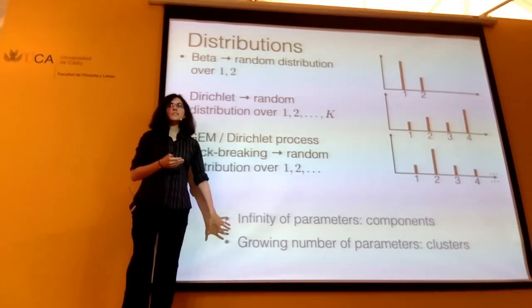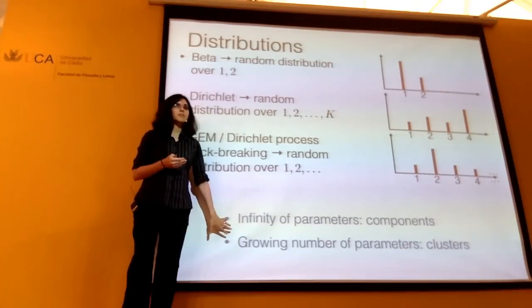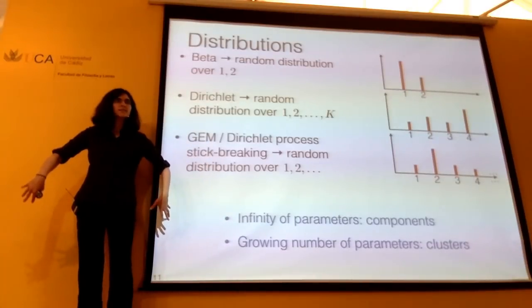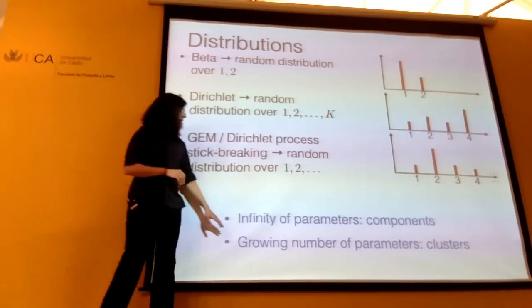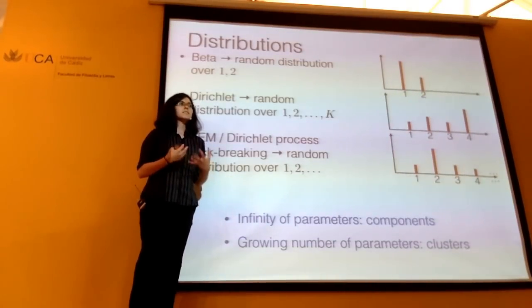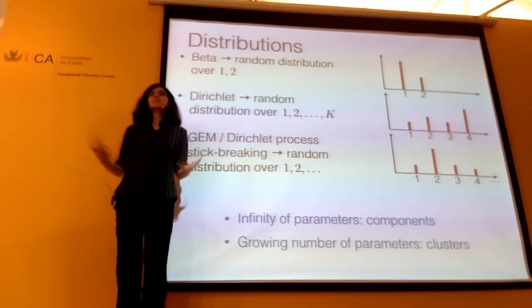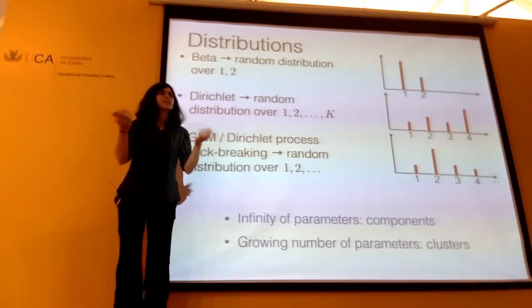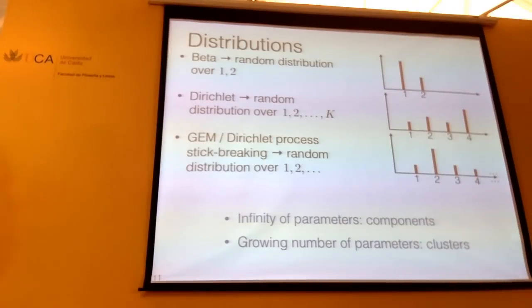So we're starting to see this idea of having an infinite number of parameters in the sense of an infinite number of components. They're latent parameters. They're not necessarily instantiated in the data. They're sort of waiting in the wings. But a growing number of parameters in the sense of the parameters that I actually see in my data, that I can infer from my data, that are present in the data, the growing complexity of the model.